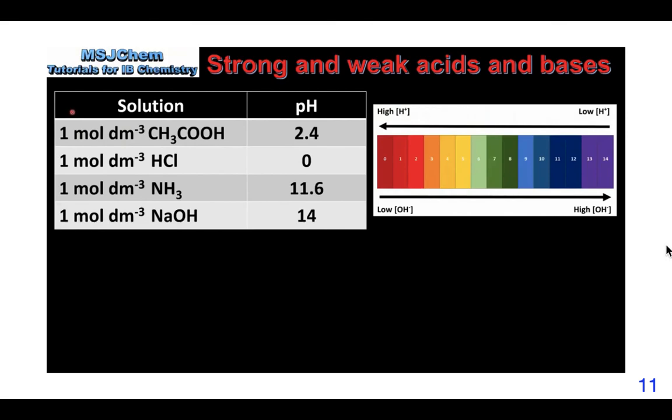Next, we look at pH. In this table, we have 1 mole per decimeter cube solutions of strong and weak acids and bases. A 1 mole per decimeter cube solution of ethanoic acid will have a pH of approximately 2.4. For hydrochloric acid, the pH will be 0. For ammonia, the pH will be approximately 11.6. And for sodium hydroxide, 14.